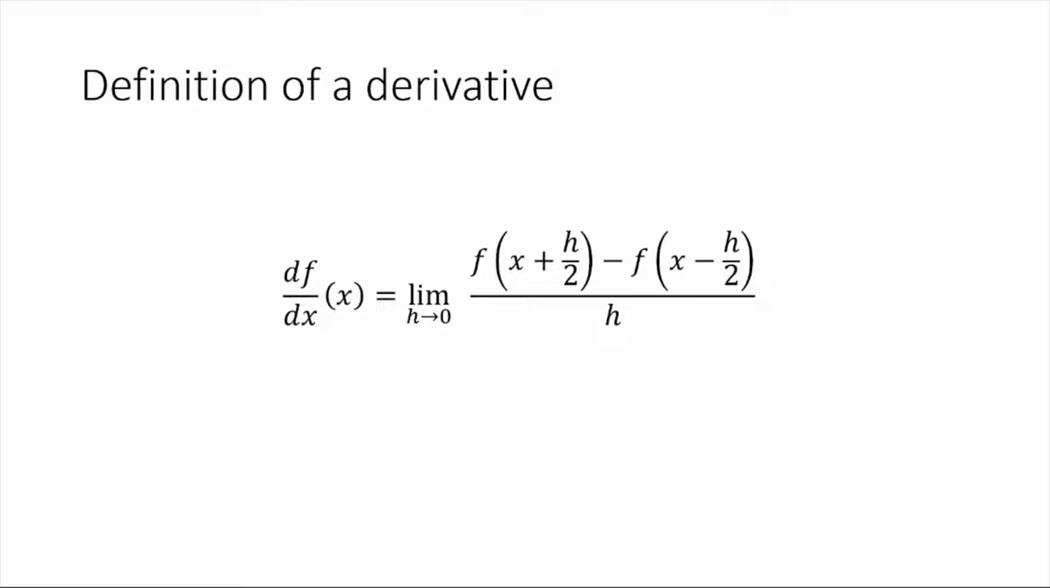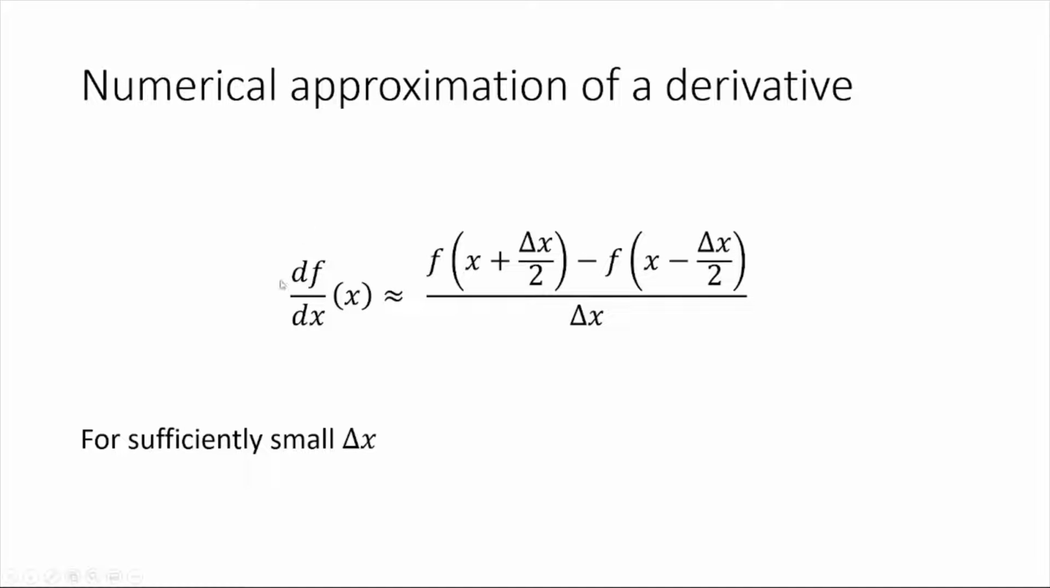So what a finite difference is, we actually take this h, and instead of taking the limit of h to 0, we just set h to be a very small number. We can now approximate this derivative using this formula here. So I replaced h with a delta x, but for sufficiently small delta x, this formula here is an approximation of the derivative.